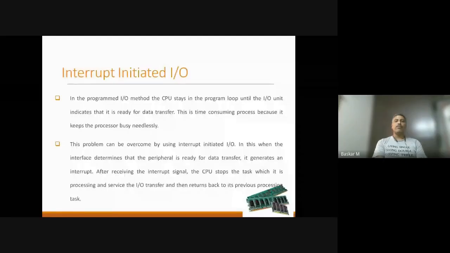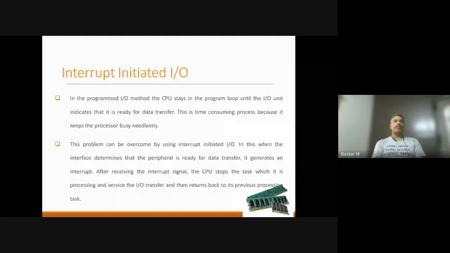So it generates an interrupt. After receiving the interrupt signal, the CPU stops the task which it is processing, services the IO transfer, and then returns to the previous processing task. Understood? That is interrupt initiated IO: whenever the device requests through the interrupt, the processor stops the process, then services the IO device's requirements. Once the requirements are over, it gets back to whatever previous work was being executed, and the processor continues. That is interrupt initiated IO.